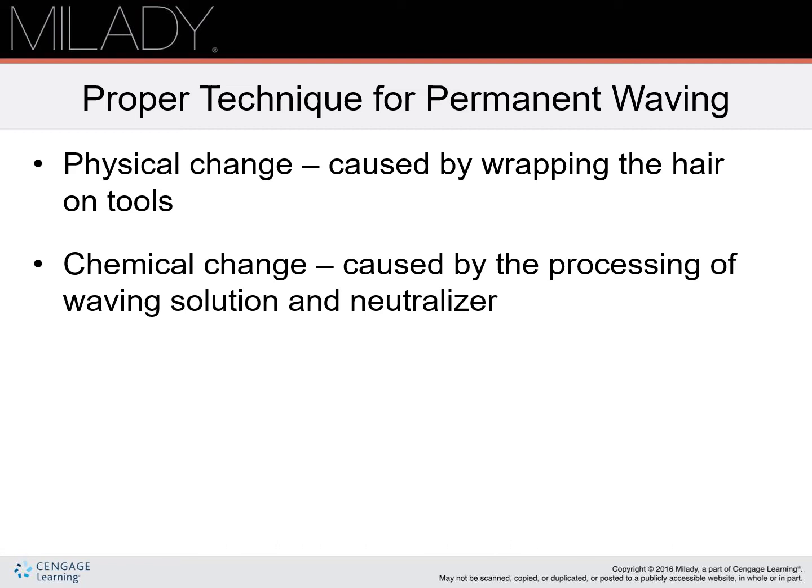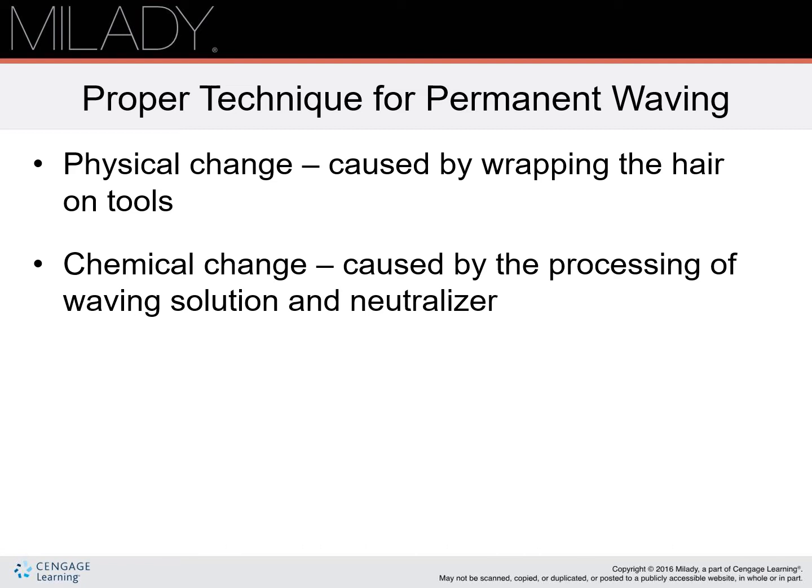So now we're going to actually get into what permanent waving is, the chemistry behind permanent waving, and then we're going to get into the techniques, of course. Permanent waving is a two-step process whereby the hair undergoes a physical change caused by wrapping the hair on the perm rods, and then the hair undergoes a chemical change caused by the application of permanent waving solution and neutralizer.